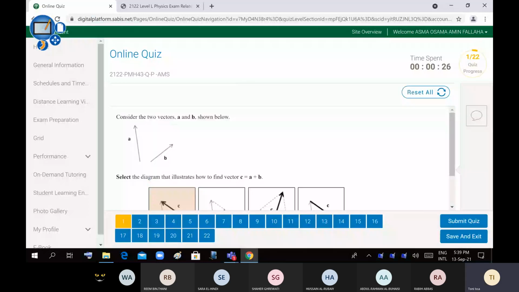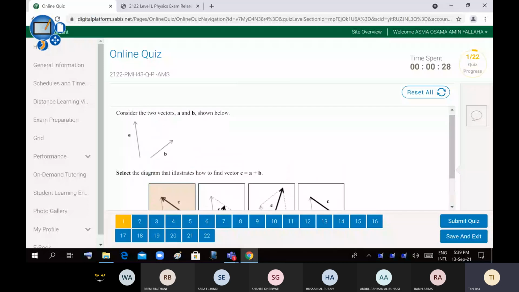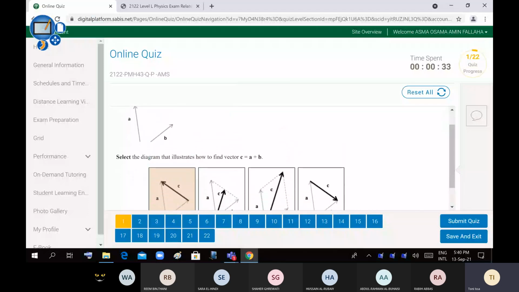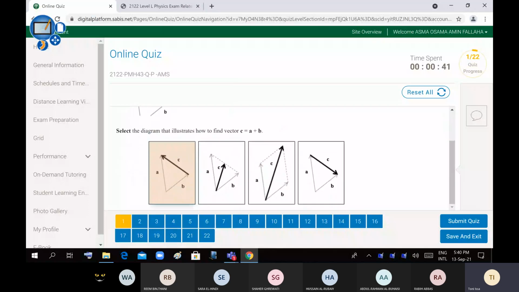Fine. All right, so we can see here, what do we have? We have two vectors, A and B. Select the diagram that illustrates how to find the vector A plus B. Okay, so let's go here. Of course, this is not the right answer. I'm just thinking about it here.